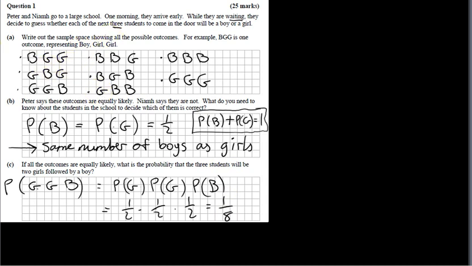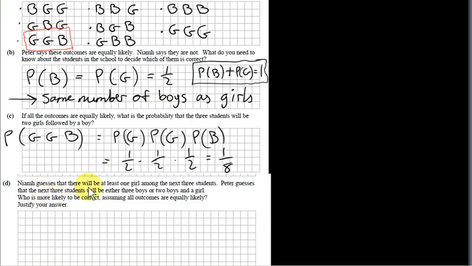Of course, we can also get it just by considering the sample space. We have 8 outcomes, 1, 2, 3, 4, 5, 6, 7, 8. And one of those outcomes is GGB, this one here. So that's 1 out of 8. We could have worked it out that way by counting the number of desirable outcomes. Well, there's only one of them, 2 girls followed by a boy, and putting that over the total number of outcomes, which is 8. Neve guesses that there will be at least one girl amongst the next 3 students.